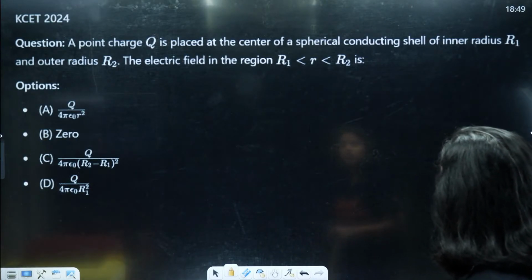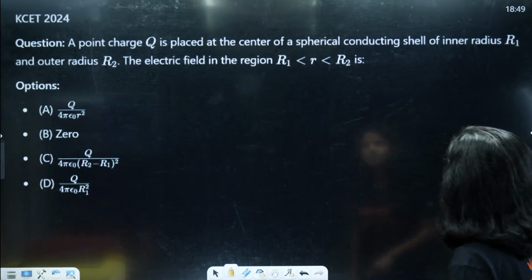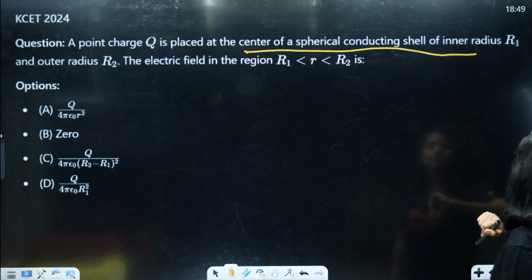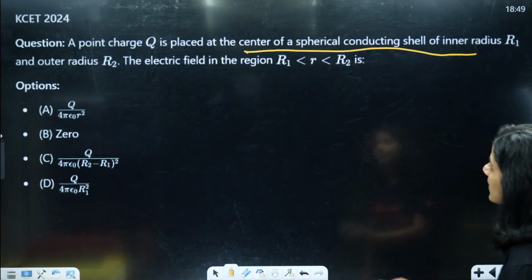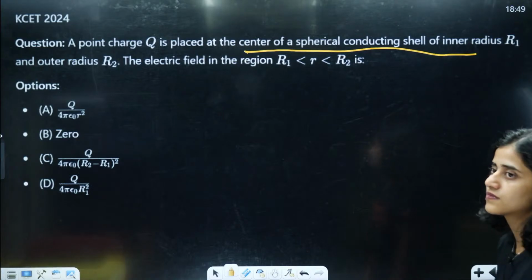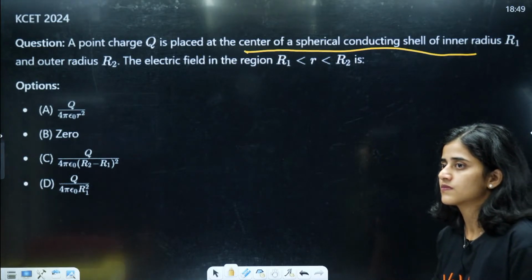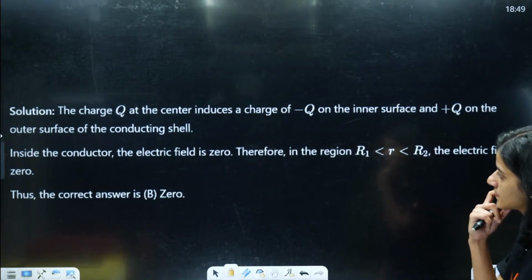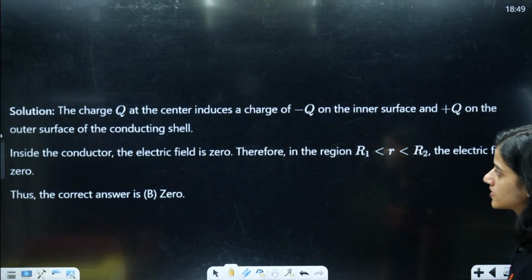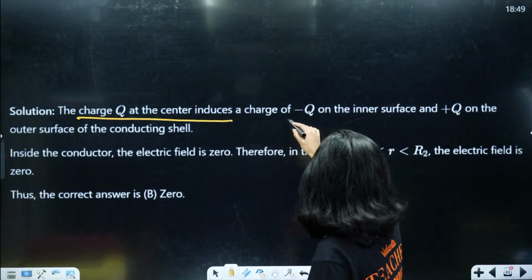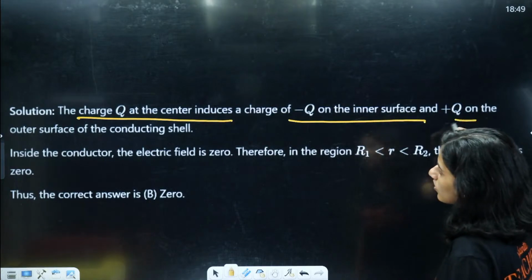Okay, so a point charge Q is placed at the center of a spherical conducting shell of inner radius R1 and outer radius R2. You have to find out the electric field. Okay, let's do it. This is also similar to the previous question. So the charge Q at the center, the charge minus Q on the inner surface and plus Q on the outer surface.